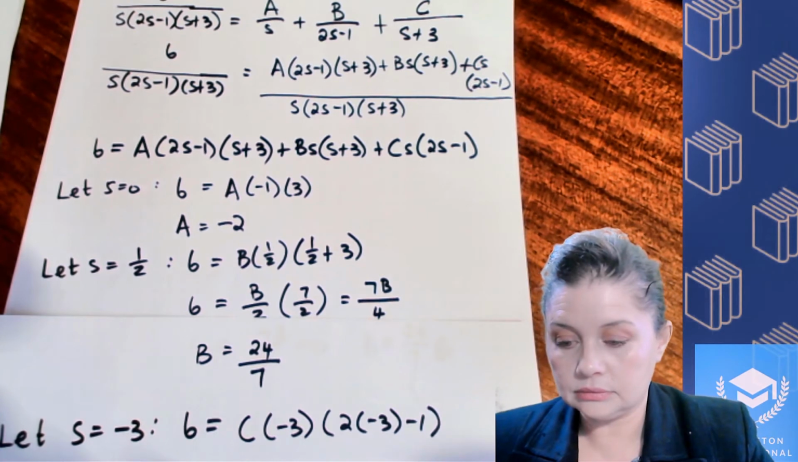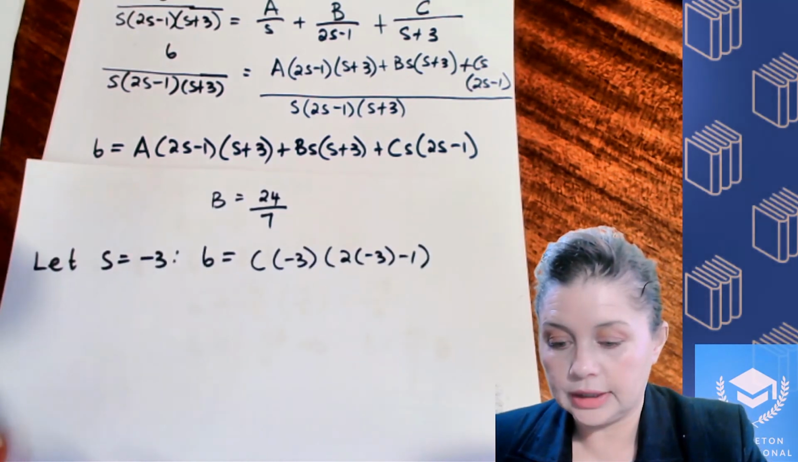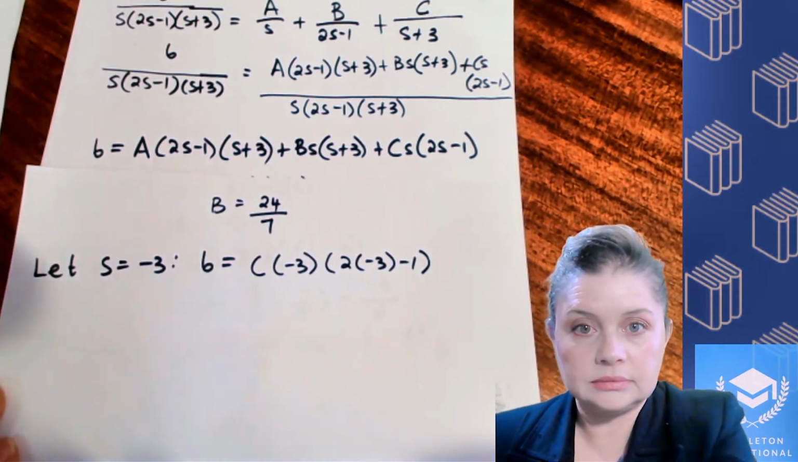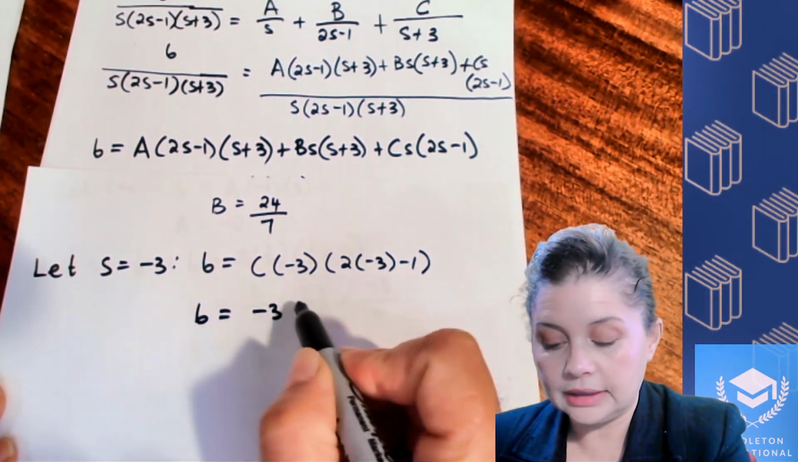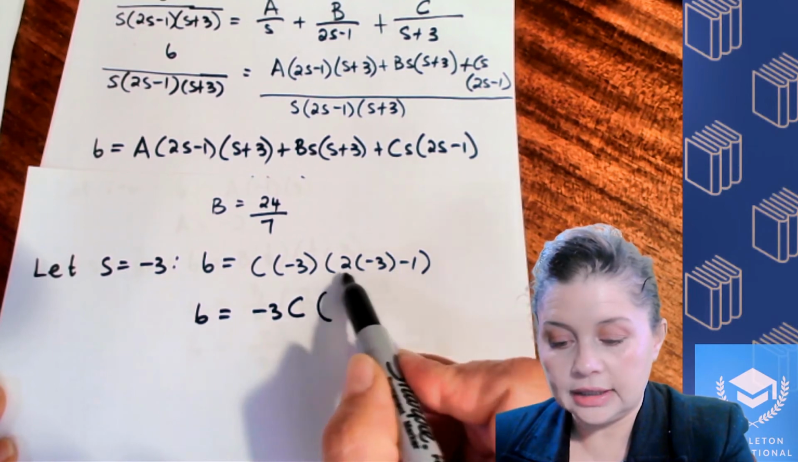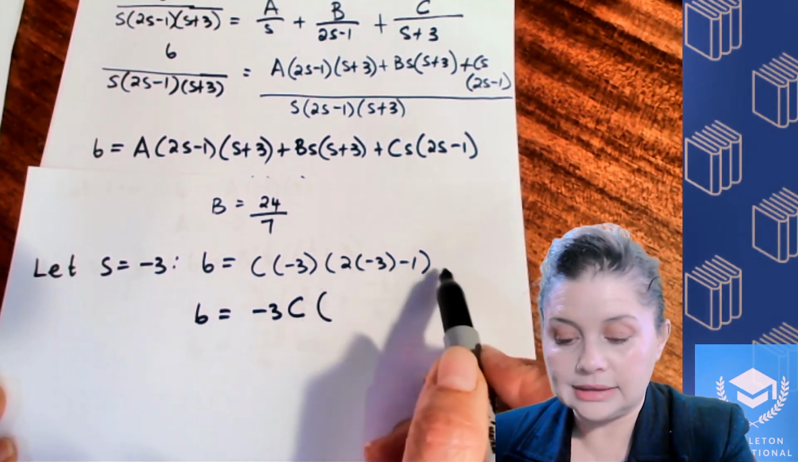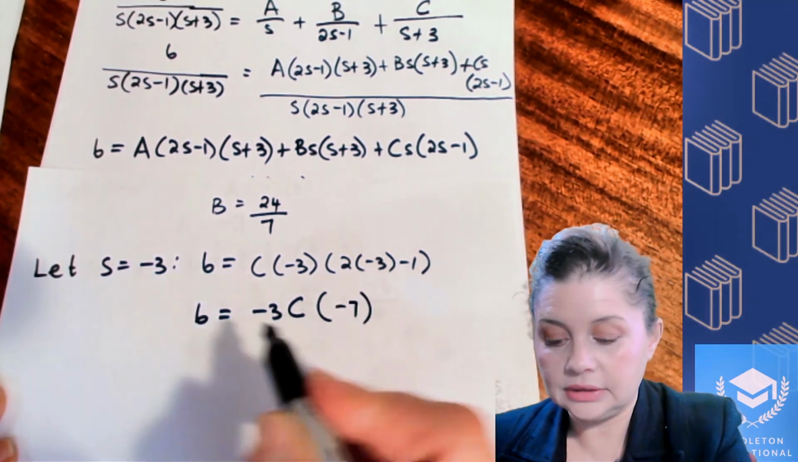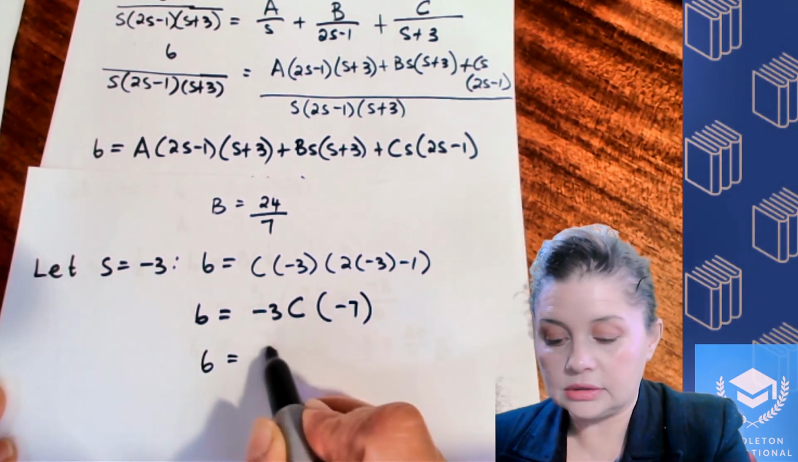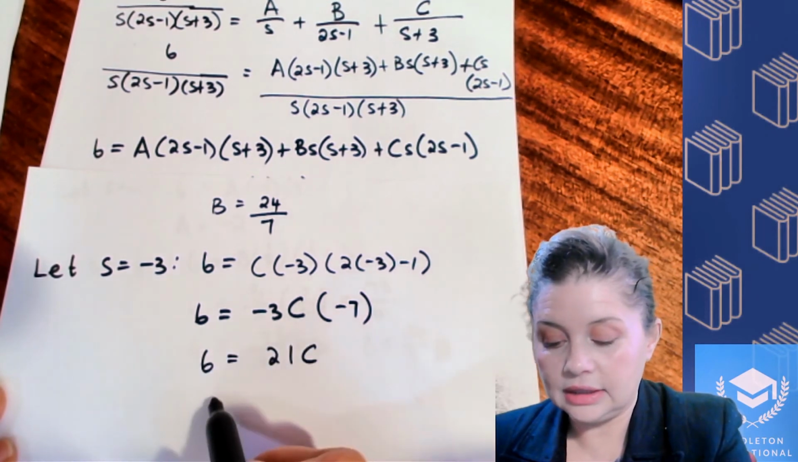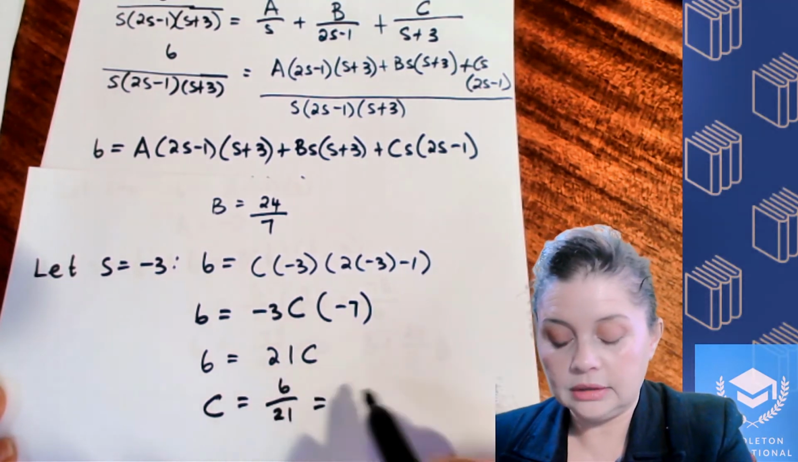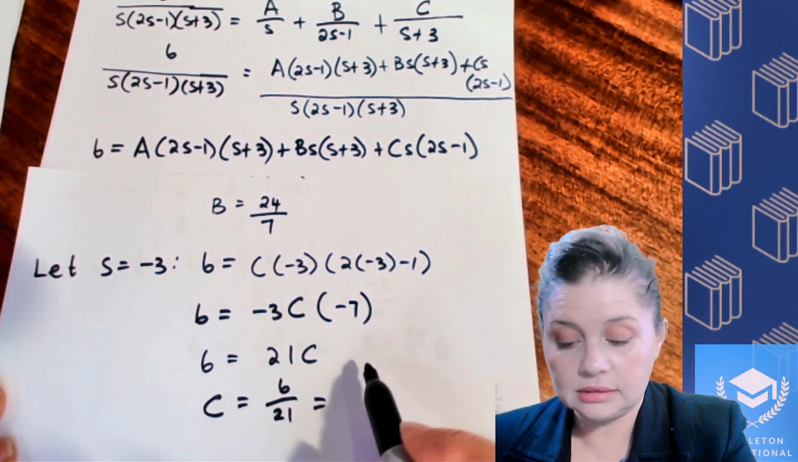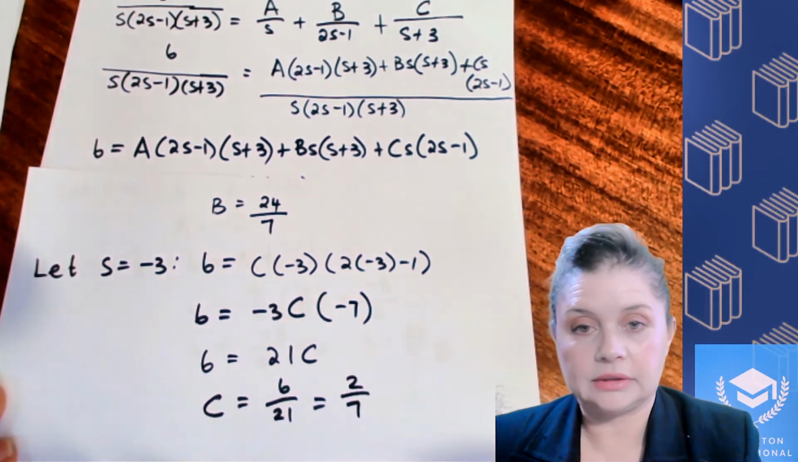Right? Let me just move that up like that. Okay? So we've got 6 equals to minus 3C times, that's going to be minus 6 minus 1, so it's minus 7. So 6 equals minus 21C, which means C is going to be 6 over 21, which is the same as 2 over 7.